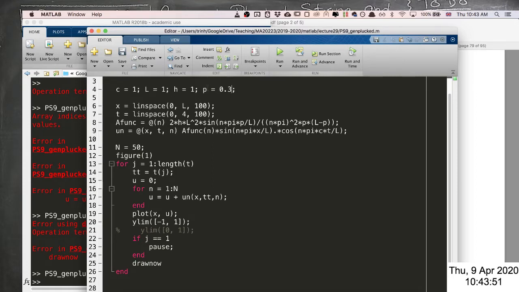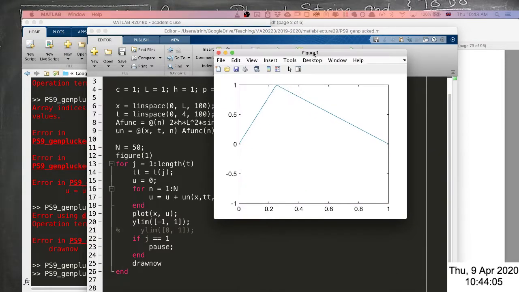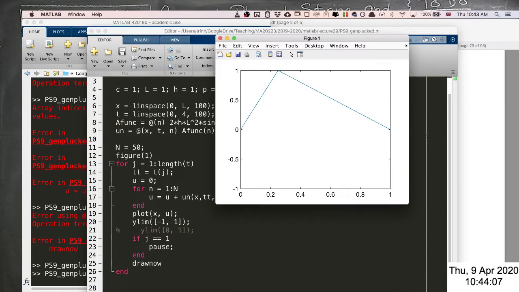I want to play with p a little bit here, so I'm going to change the point where it's plucked, and let's change it to be 0.25, a quarter of the way through the string. Okay, and so now this is what it looks like here. Again, our string from 0 to 1 is being plucked at a height of 1, but now it's plucked a little bit more to the left of the string. And then you run it, and this is what it looks like.